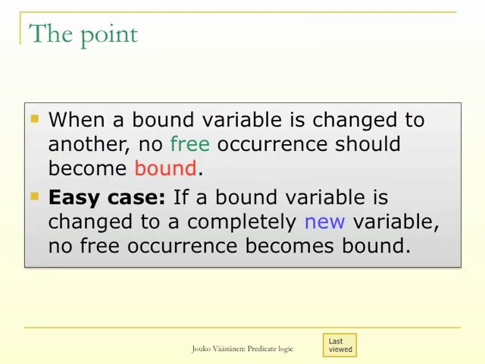The general rule is, when a bound variable is changed to another, no free occurrence of any variable should become bound. There is an easy way to accomplish this. If a bound variable is changed to a completely new variable, no free occurrence of any variable can become bound.